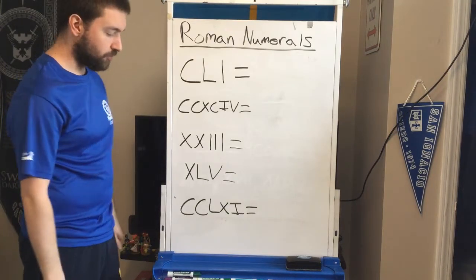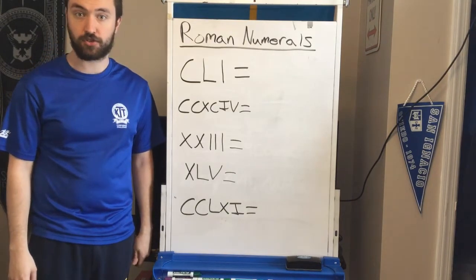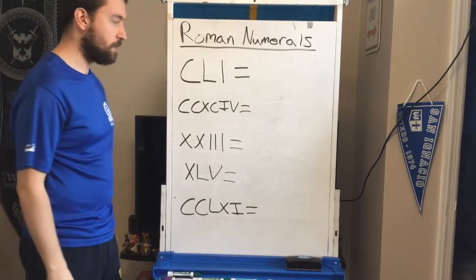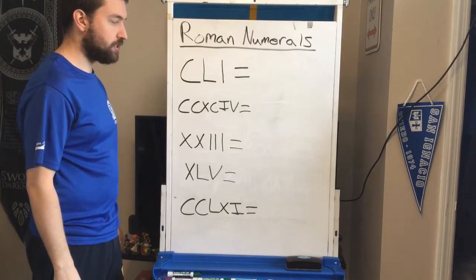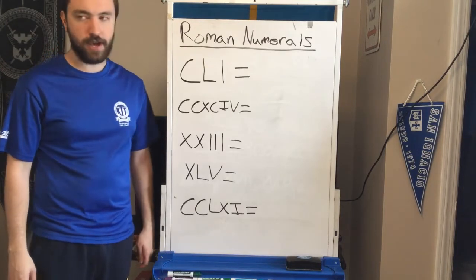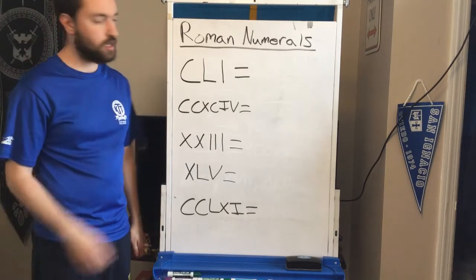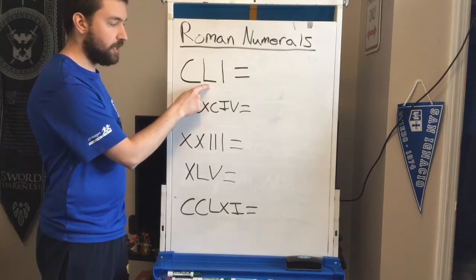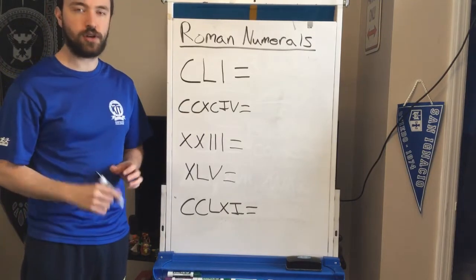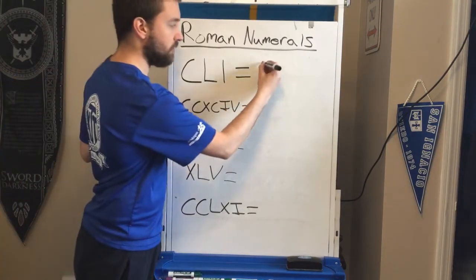All right, Lightning Leaders, welcome back. So I wrote up a whole bunch of Roman numerals up on the screen here, and we're going to try to convert them into the numbers that we know and use today. Let's look at this first one. We have CLI. All right, let's think back to our chart. C is 100, L is 50, I is 1. So 100 plus 50 plus 1.